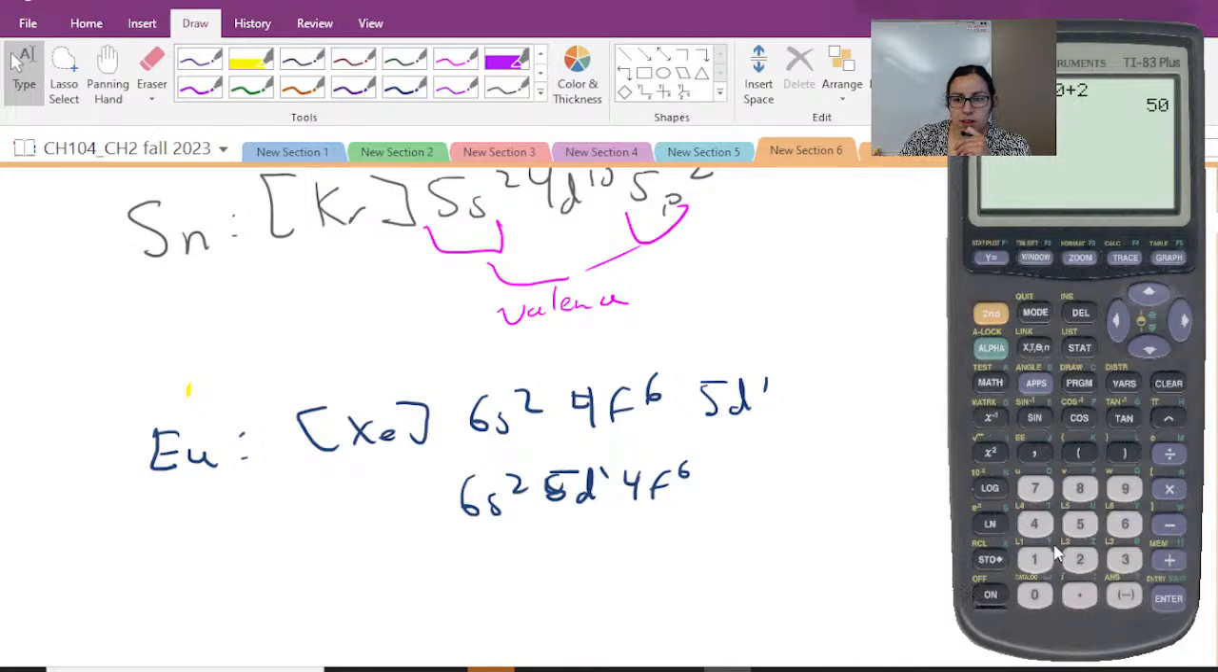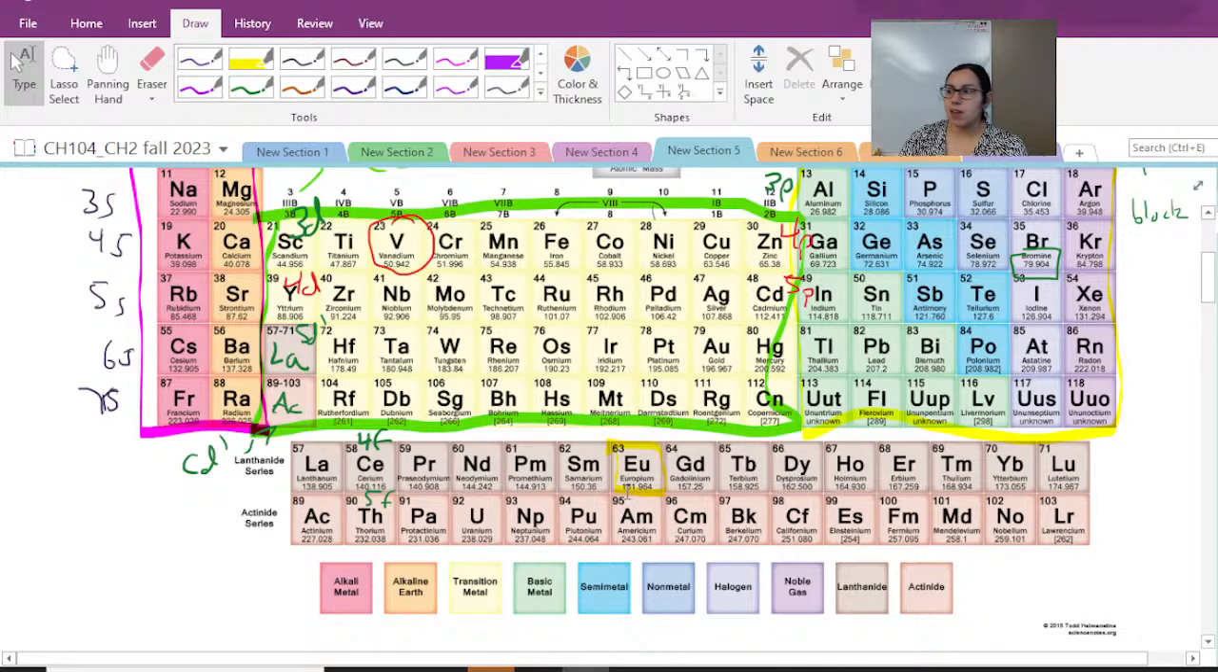So we'll double check. So 54 plus 2 plus 1 plus 6. So that gives us 63. So that matches with europium. Why is it xenon and not radon? And then why do you have 5d1 instead of just old d?